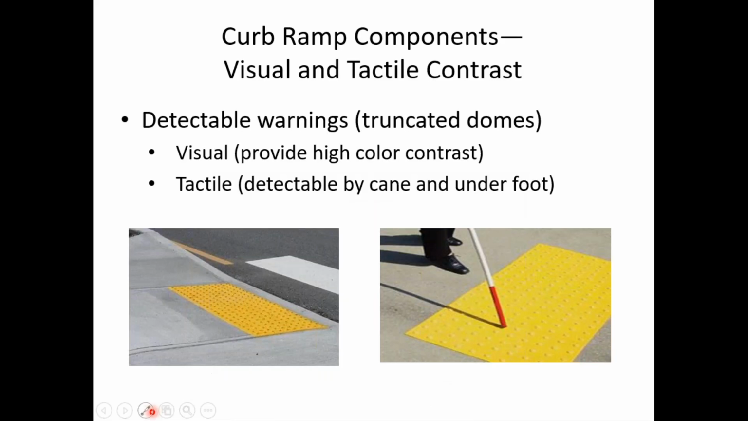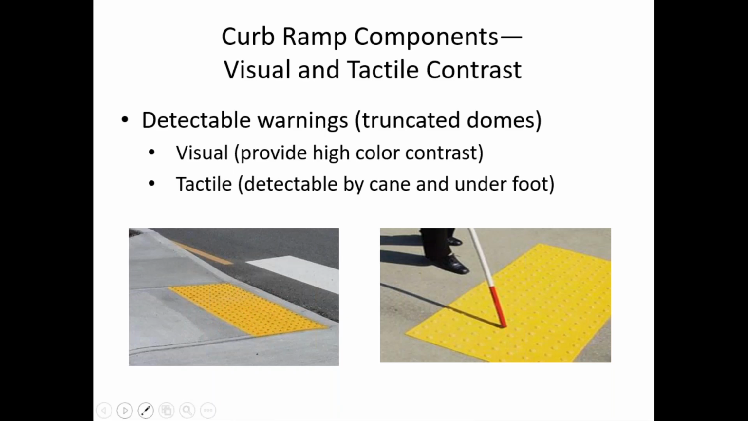And I've talked about the detectable warnings, the truncated domes. They need to provide visual contrast for the low vision pedestrians, but also tactile detectability for the blind pedestrian and for low vision pedestrians. So notice this surface is designed to be detected by the cane, but low vision pedestrians generally do not use a cane, so it's also designed to be detected underfoot. So when a low vision pedestrian steps on that surface, they can tell that they have reached the street. They're about to cross the street.